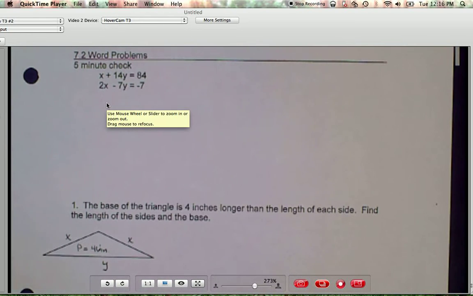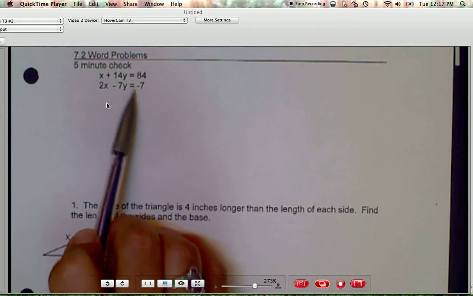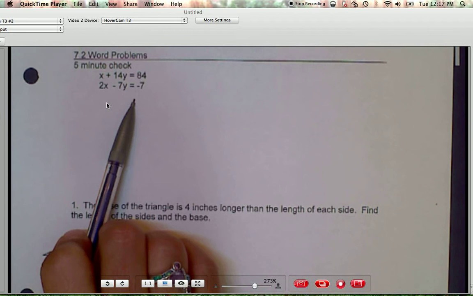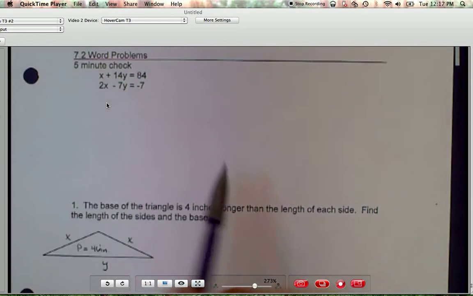We'll continue with 7.2 today, systems of equations using substitution method, and we're specifically talking about word problems. I would like you to do the 5-minute check now. Bring this to class with you tomorrow, and we will go over this to make sure everybody's on the right track. So take a couple minutes now, do this problem, and then we'll move on to number 1.